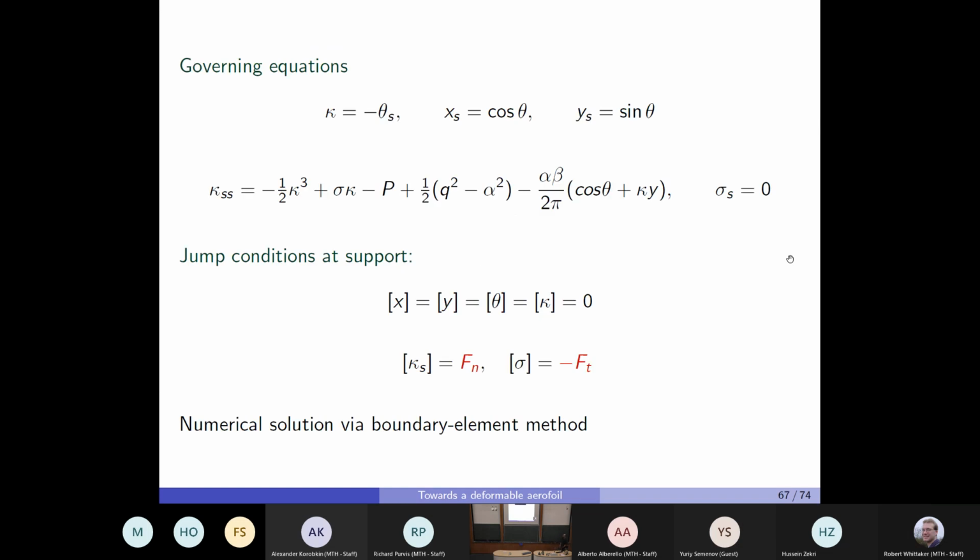Okay, basically the same problem as before, except now that strut is imposing a force, which I've put in red here. What that means is that the first derivative of the curvature, d kappa by ds, is going to jump at the point of attachment of the strut. And what that means is that the conformal mapping doesn't work anymore. So the Karman-Trefftz approach doesn't work.